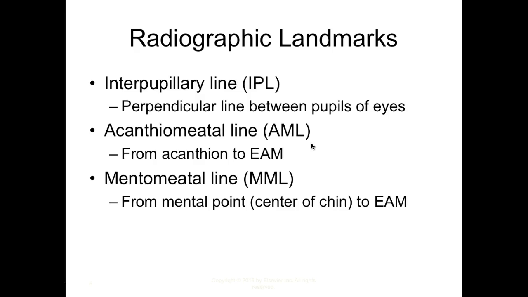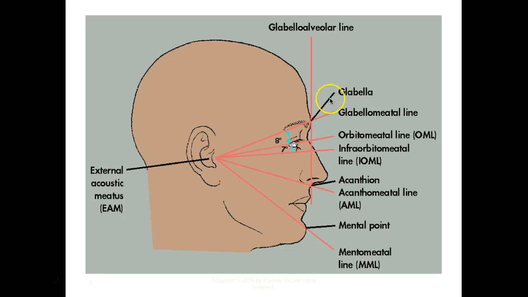There's the acanthomeatal line, so the AML, which is from the acanthion to the EAM. So your EAM is your base, and then it angles to whatever anatomical part. So it goes from your EAM to your acanthion. You have your mentomeatal line, so that's your MML, from the mental point to the EAM, sorry. So here, if we look here, we have the glabelloalveolar line, which comes straight down from the glabella to your acanthion. So this line is going to be important when we're looking at your SMV position.